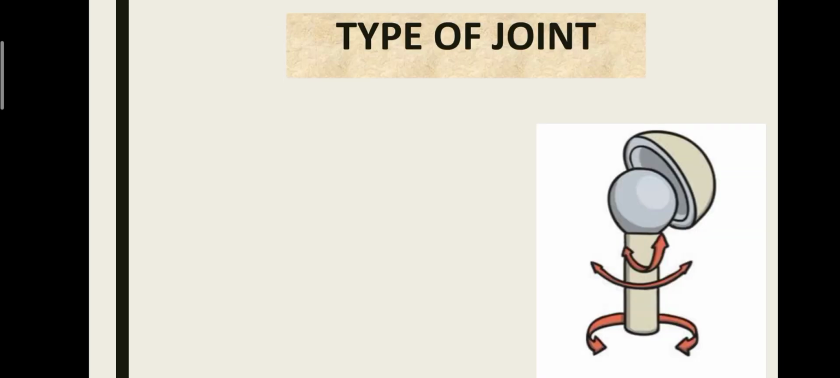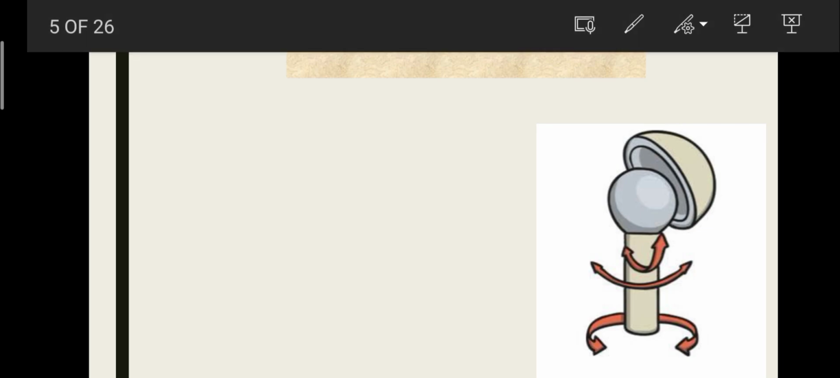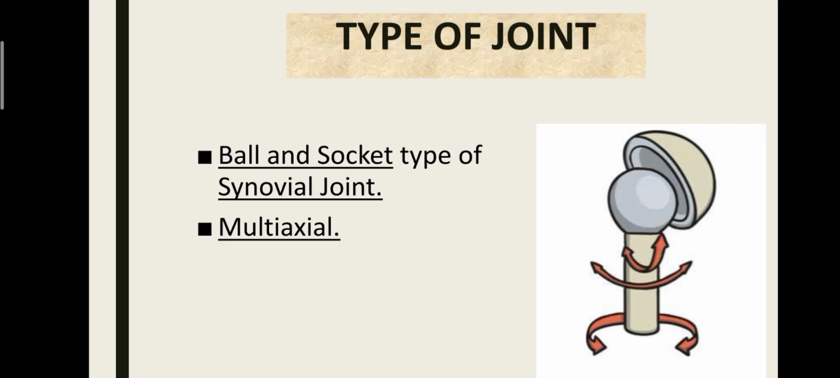Yes. Next is your type of joint, okay? See, shoulder joint is a ball and socket type of synovial joint, and it is multi-axial. Look at the image here. See, this can be compared to the glenoid cavity. It is looking like a bowl or a socket, right? And so this is compared to the glenoid cavity, and this rounded part is your head of humerus. So this is compared to head of humerus.